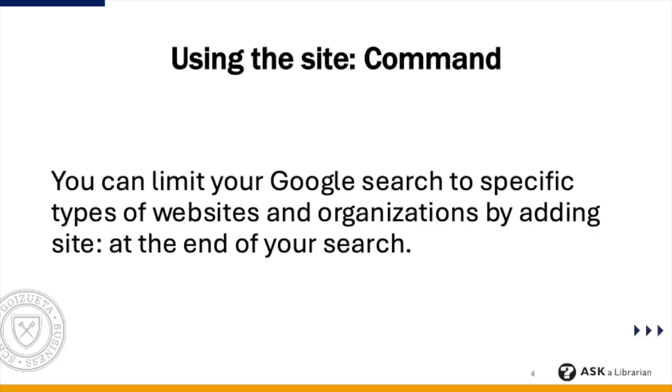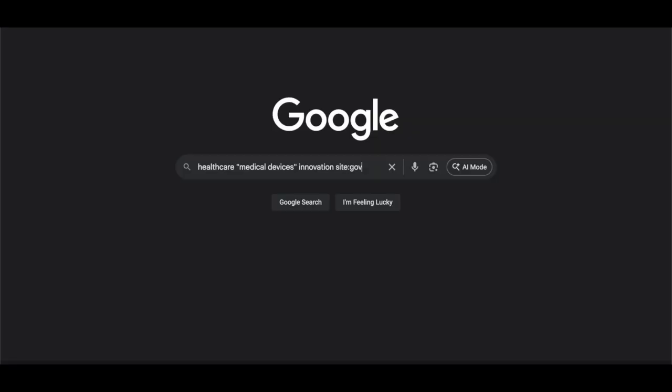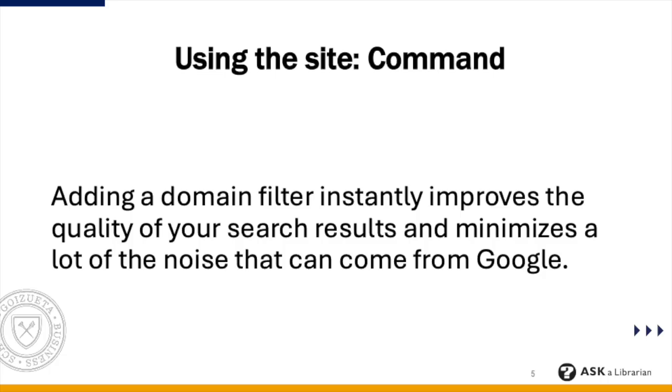You can limit your Google search to specific types of websites and organizations by adding site colon at the end of your search. For example, site colon gov to focus on government websites, site colon edu to pull from university research, and site colon org to find nonprofit reports. Adding a domain filter instantly improves the quality of your search results and minimizes a lot of noise that can come from Google.